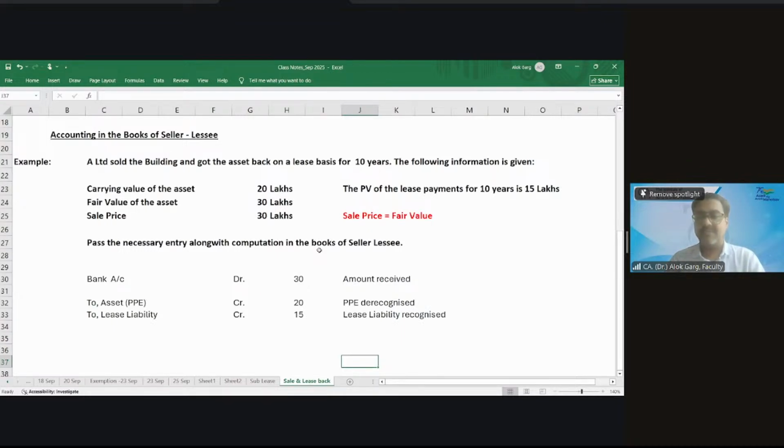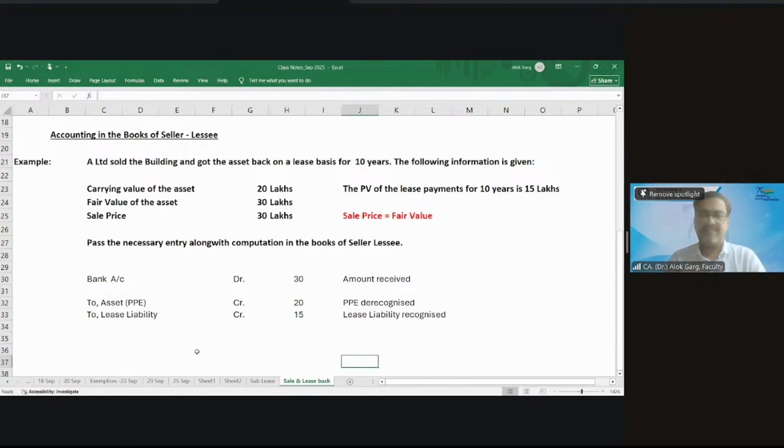Is there any confusion? Is there any confusion? So where will the difference go? Sorry, I'll come to the difference shortly. I'll come to that. But up to this level, do you have any question?